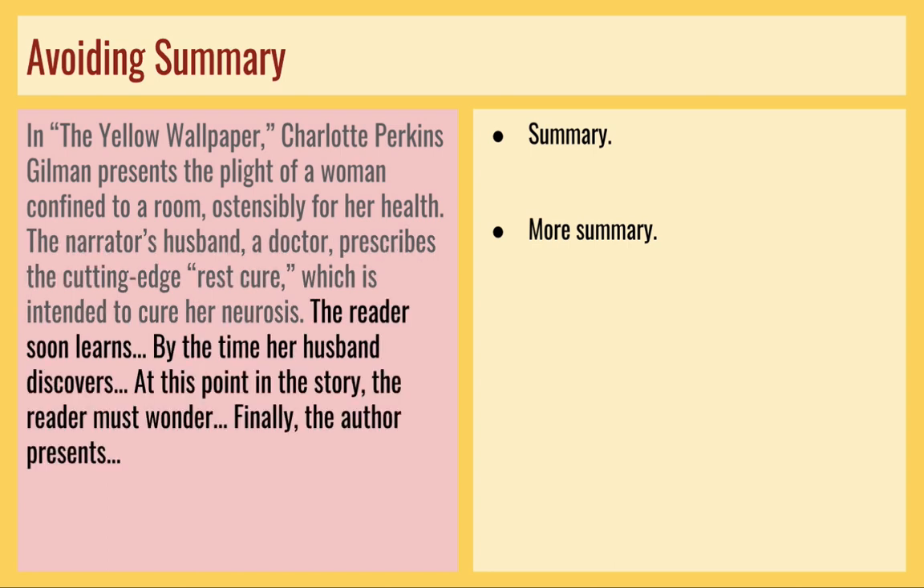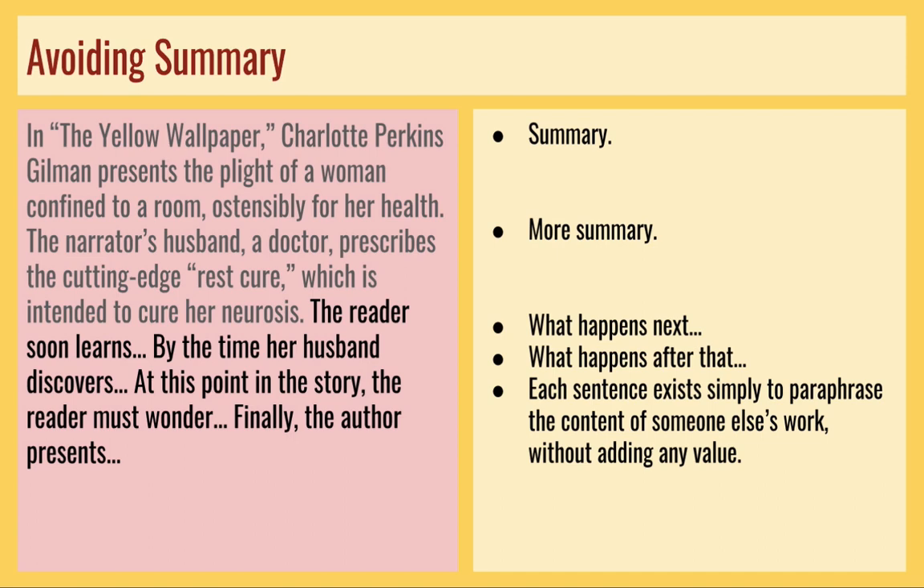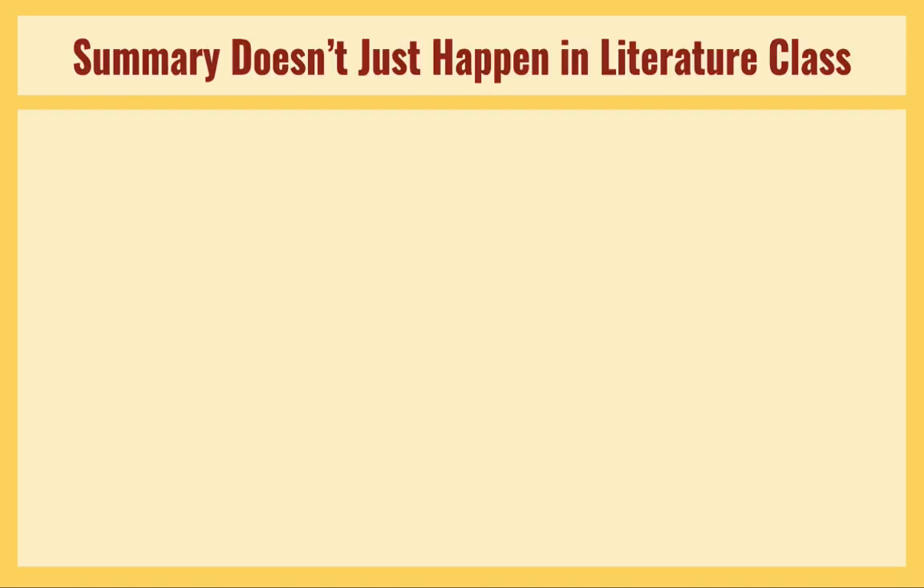And if your paper describes that the reader soon learns something, and by the time her husband discovers something, and then at this point in the story, and finally the author, what's happening is you're describing what happened next and what happened after that. And in these cases, when the sentences only exist to demonstrate your ability to paraphrase the contents of somebody else's work, these sentences are not adding value if what your professor wants is to assess your original critical thinking ability. Now, summary is not just a problem that happens in literature class.